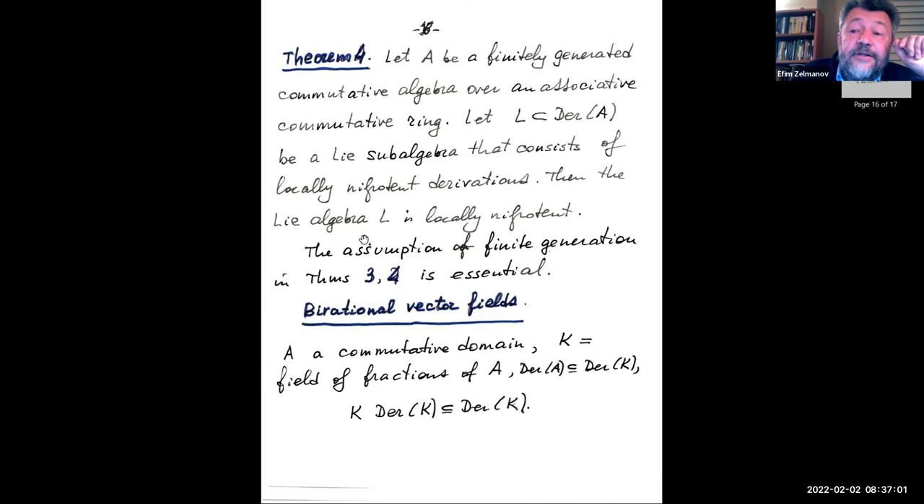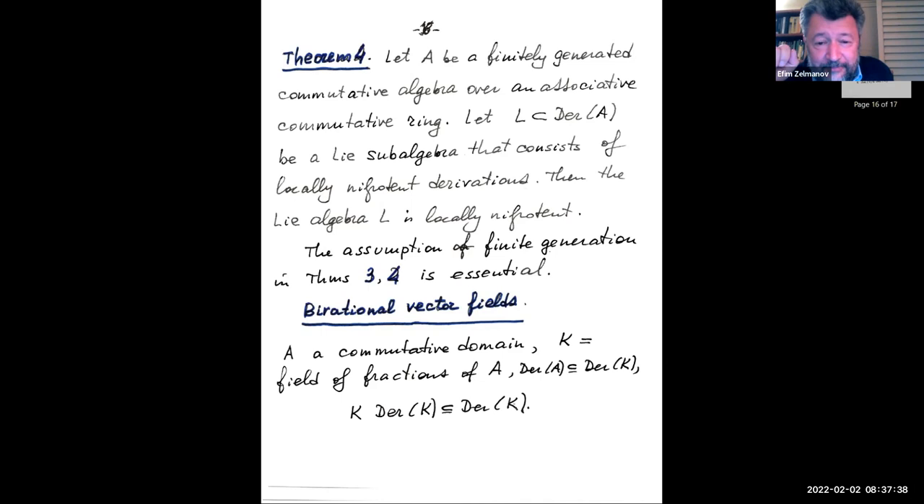The assumptions on finite generation of Lie algebras in theorems 3 and 4 are essential. There are counterexamples. The assumptions on finite generation of the associative algebra A are essential. If you consider the algebra of polynomials in countably many variables, it has an infinite dimensional non-nilpotent Lie algebra of derivations, and all derivations are locally nilpotent. It also comes from Golod's examples.